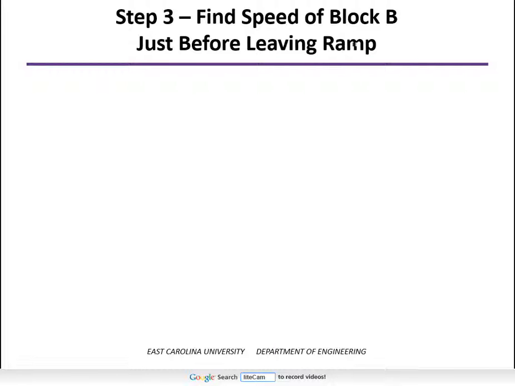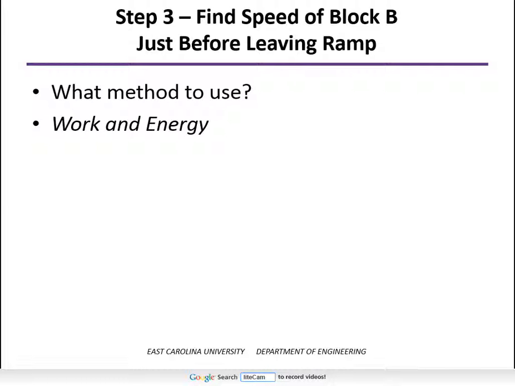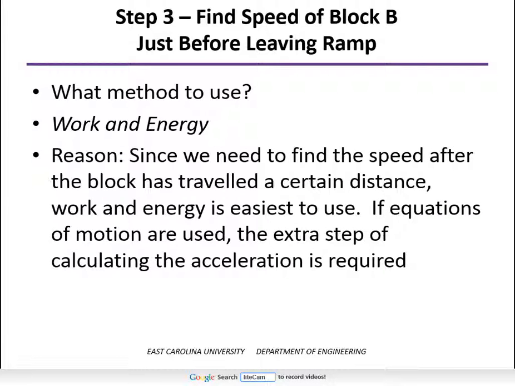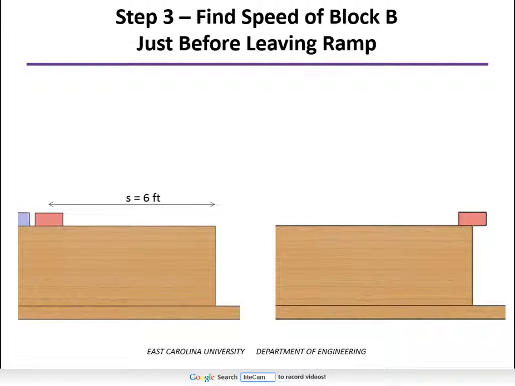Okay. Now block B is going to slide along the horizontal surface with friction. Because we have friction involved, using work and energy is the logical choice here. Now we could just use the equation of motion, but we have to calculate the acceleration. So it's just one more step. It's not a very difficult step, but work and energy lets us actually bypass that.